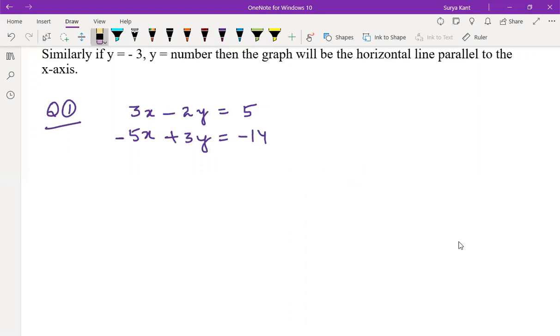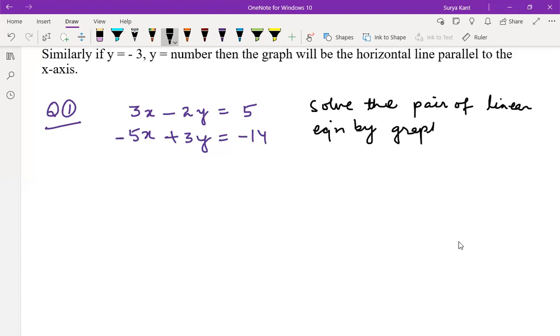You have to solve this pair of linear equations by graphical and substitution method. Sir, these are two questions or one question? Only one question, because here what will you find? You can draw only a graph now. Here you have to find a solution. Solve the pair of linear equations, you should find the solution of x and y.